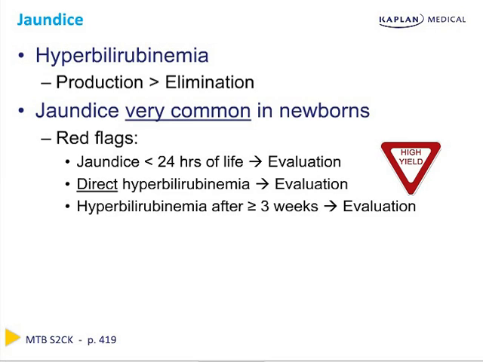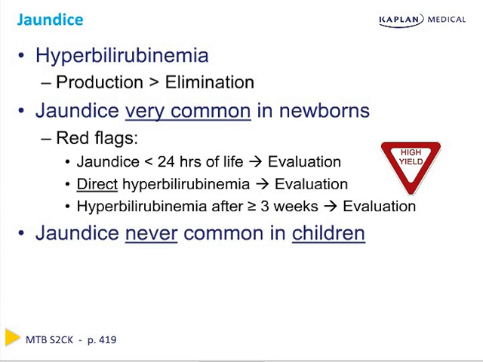Because there are other types of jaundice. There can be some breast milk jaundice, there can be breastfeeding jaundice, there can be transient hyperbilirubinemia, which are all fairly benign and don't need to have anything more than watchful waiting. But once it's after 3 weeks, you're not going to be seeing breastfeeding jaundice or breast milk jaundice, and you need to evaluate it regardless of type.